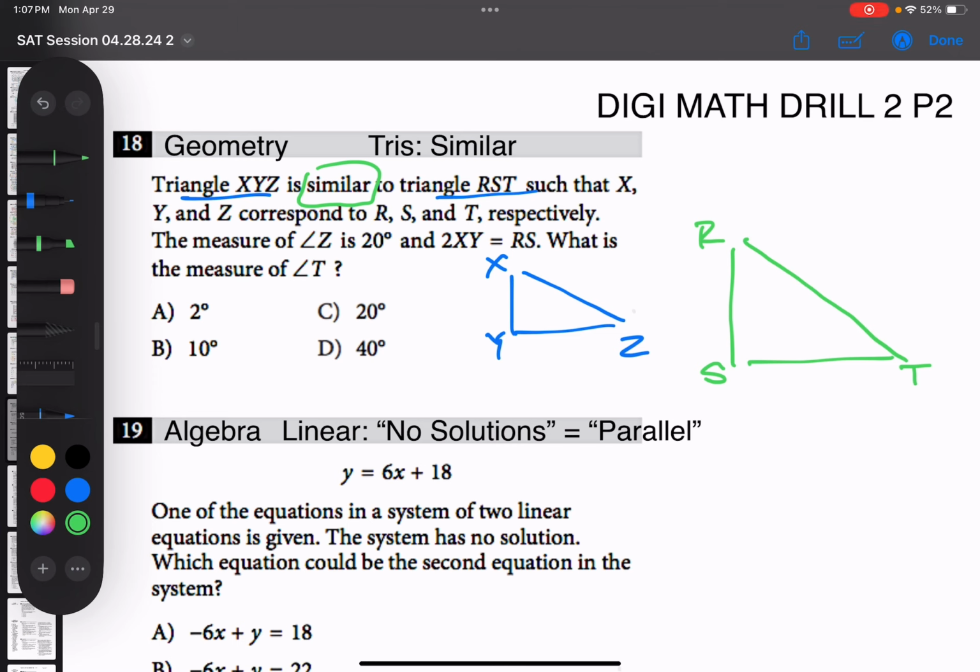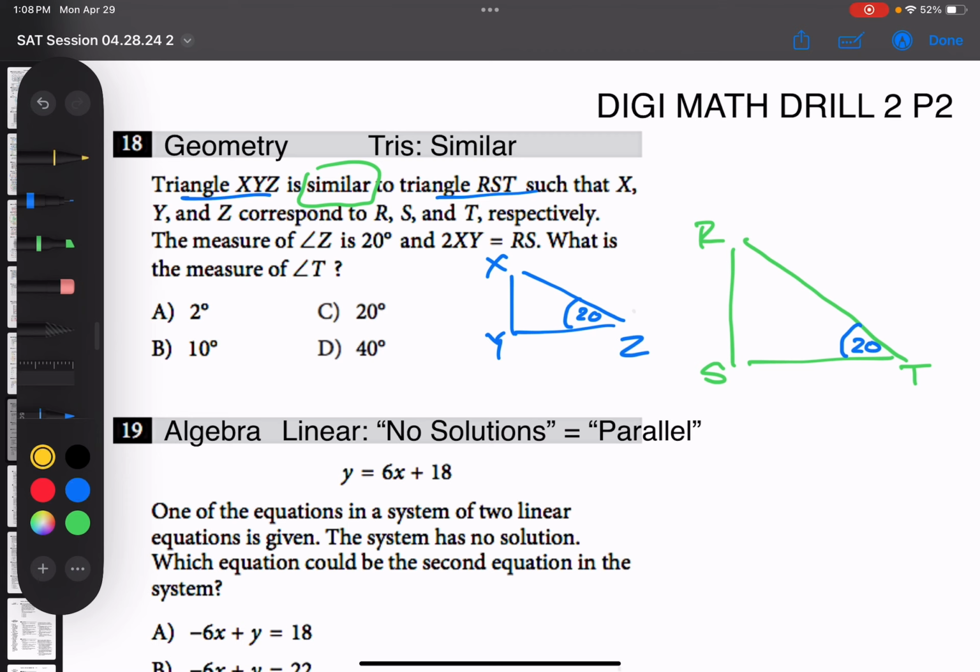The measure of angle Z is 20 degrees. So let me write that 20. That 20 goes in here. What else is going to be 20 degrees? Angle T. Remember, when they're similar, this angle will be the same as this angle measurement, because the length measurements are in proportion to one another, but the angles are exactly the same. So far we got that. Angle X and angle R are exactly the same also.